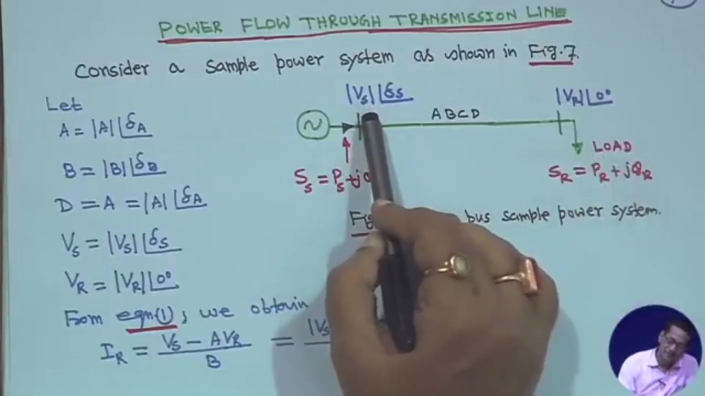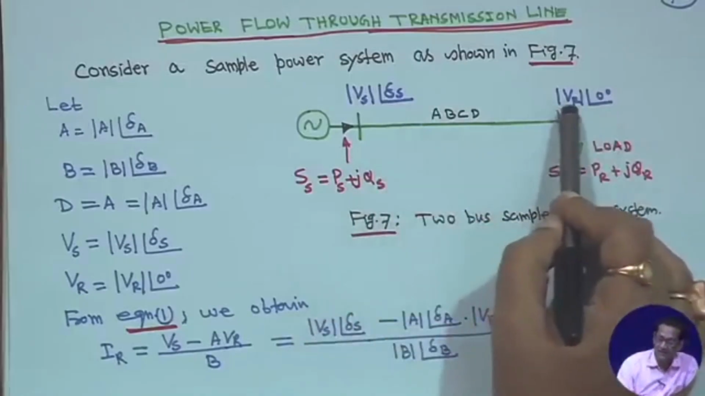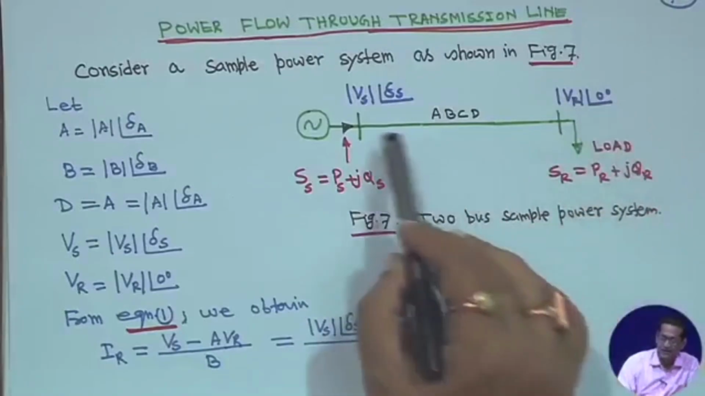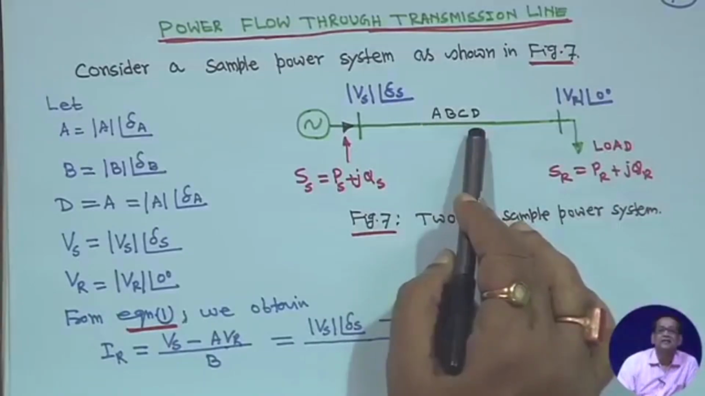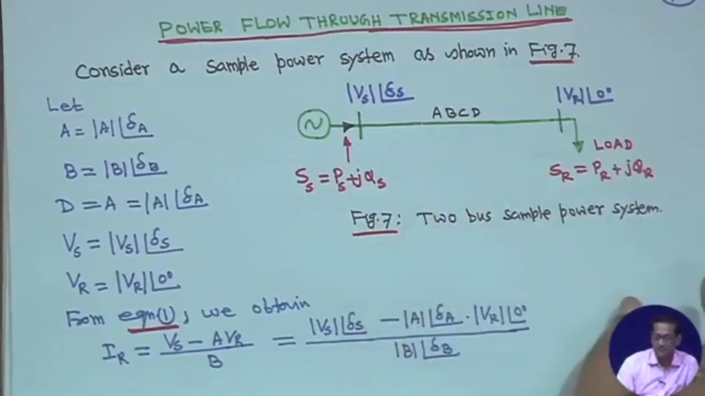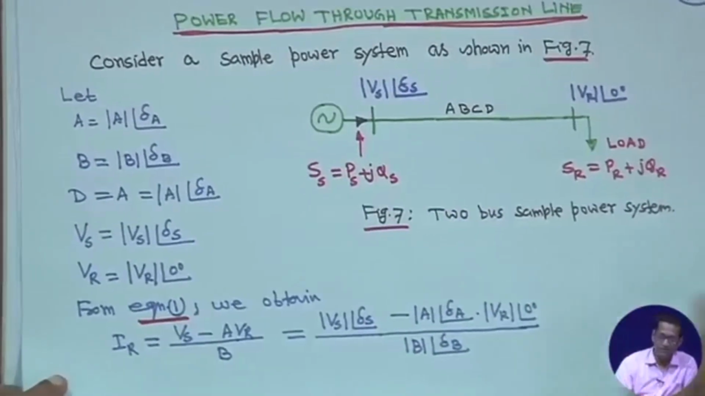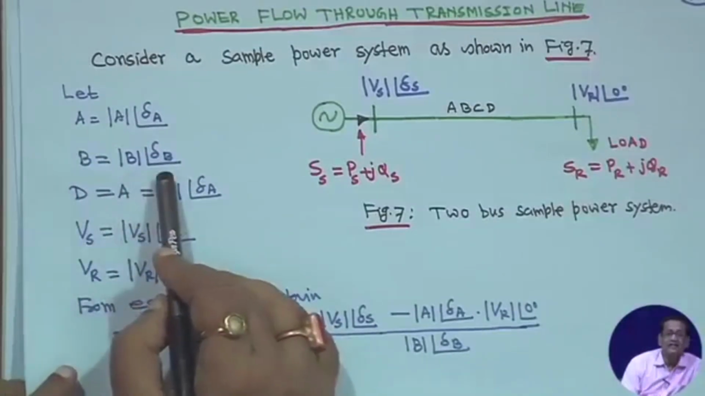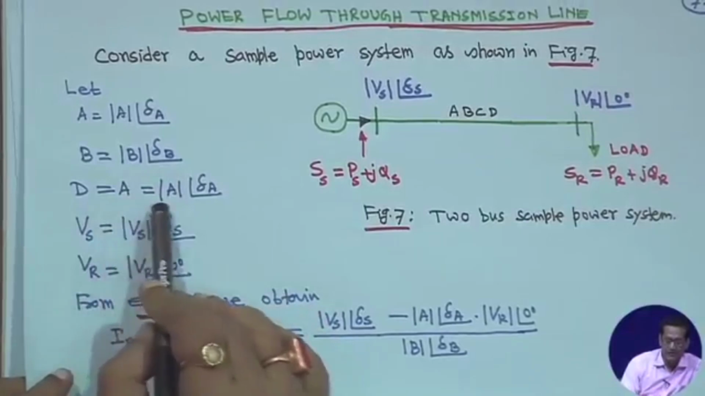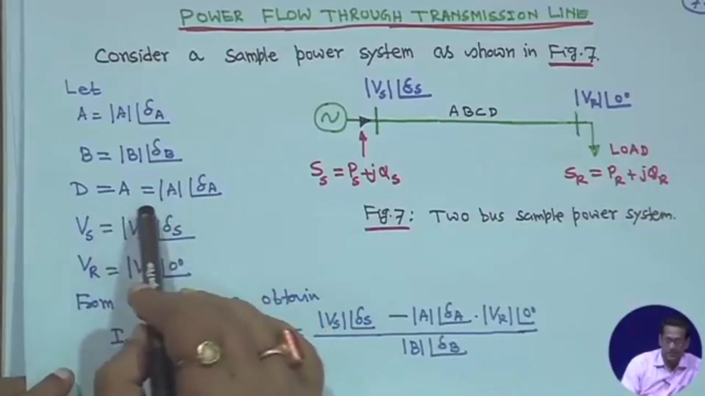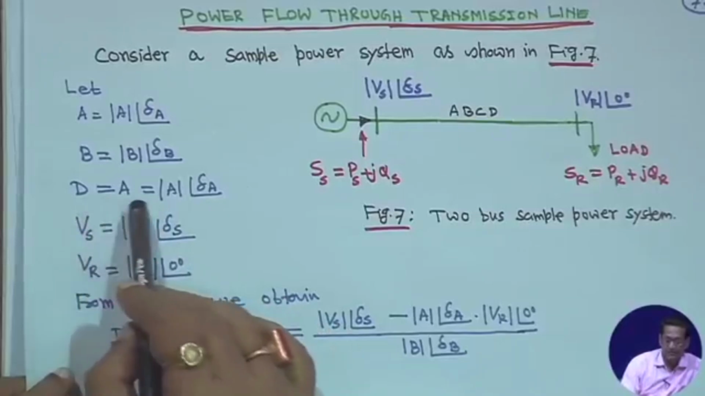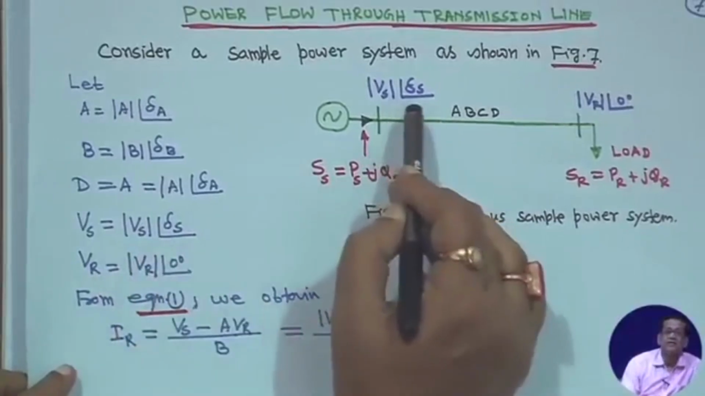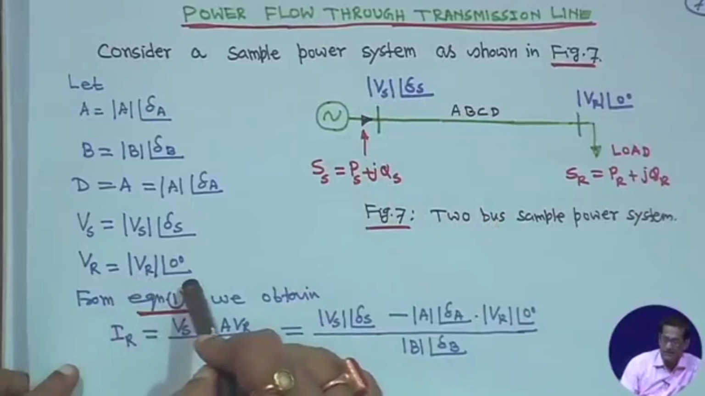Sending end voltage is magnitude V s angle delta s, receiving end V r angle 0 degree. It is actually taken as a reference, and this line is represented by ABCD parameters, that is why I am writing A B C D here. We assume first, let A is equal to magnitude A angle delta A, B is equal to magnitude B angle delta B, and D is equal to A, because throughout we will write A instead of D, as A is equal to D. V s is equal to magnitude V s angle delta s, V r is equal to magnitude V r angle 0.